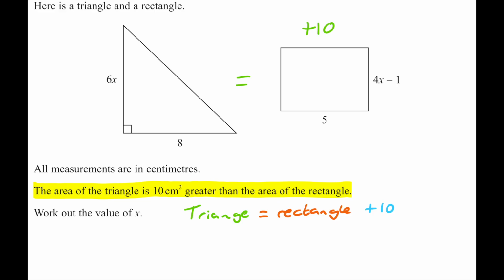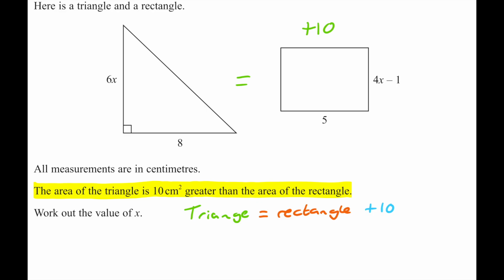You could, if you wanted to, have set up the equation slightly different by doing the triangle minus 10 is then equal to the rectangle, and you would still get the same answer. Now we just need to use the algebra in the question to then work out what the area of the triangle is, the rectangle is, and then solve to find the value for x.